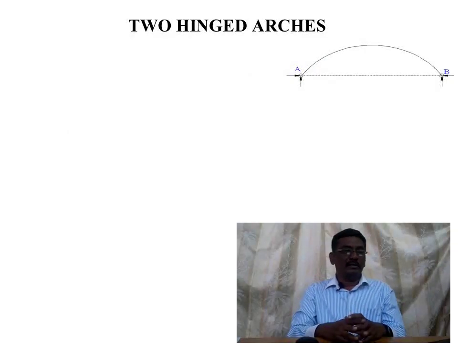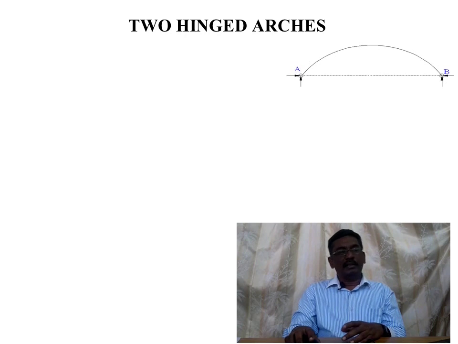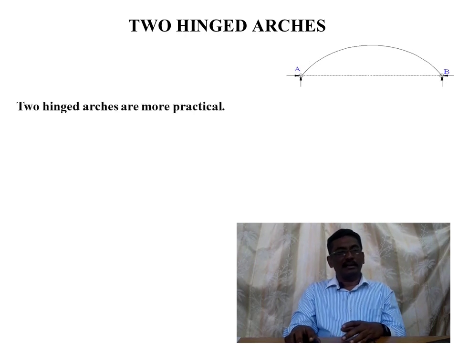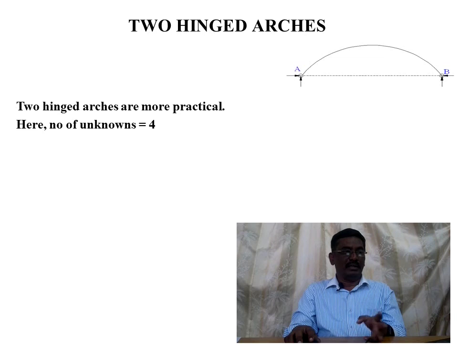Two hinged arches will be like shown in the figure. It will have two supports. The supports will be hinged, and they are much more practical. In regular practice, we will be having two hinged arches only. In these two hinged arches, we have got four unknowns: two vertical reactions and two horizontal reactions. There will be four unknowns.